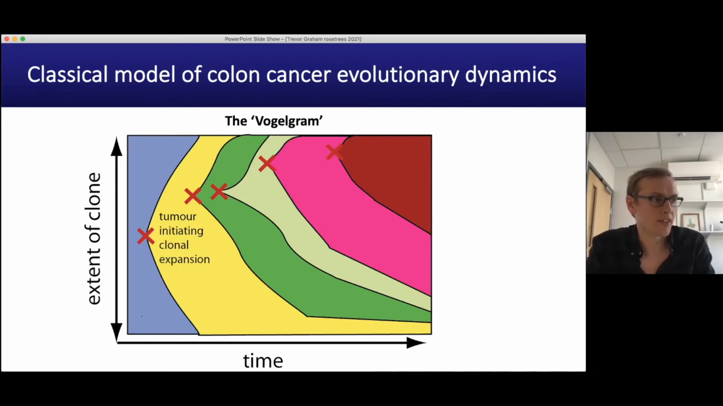We have time on the x-axis versus size of a clone on the y-axis. Each of these red crosses is the acquisition of a key driver alteration, and the expanding waves of color are the clonal expansion of that alteration. So you can imagine that this is an appealing model to understand metastasis. We might imagine that metastasis is simply at the end of this evolutionary process when a number of these driver alterations have been accrued. And of course, we have a good idea of what the key genes are in colon cancer, and we can overlay them here.